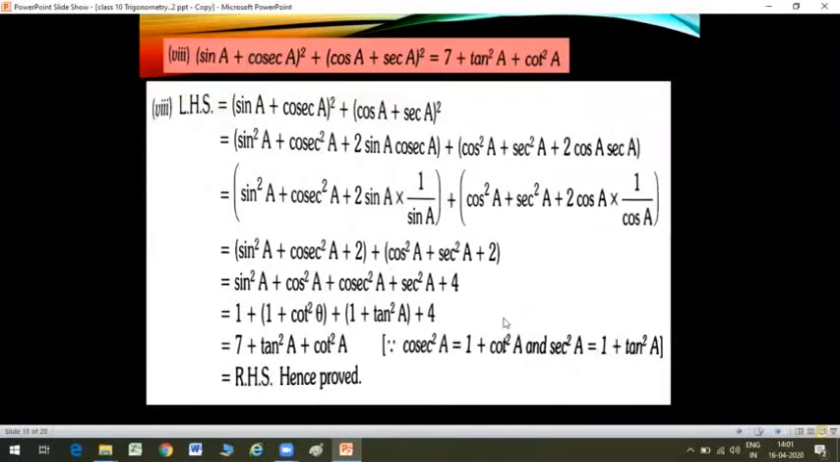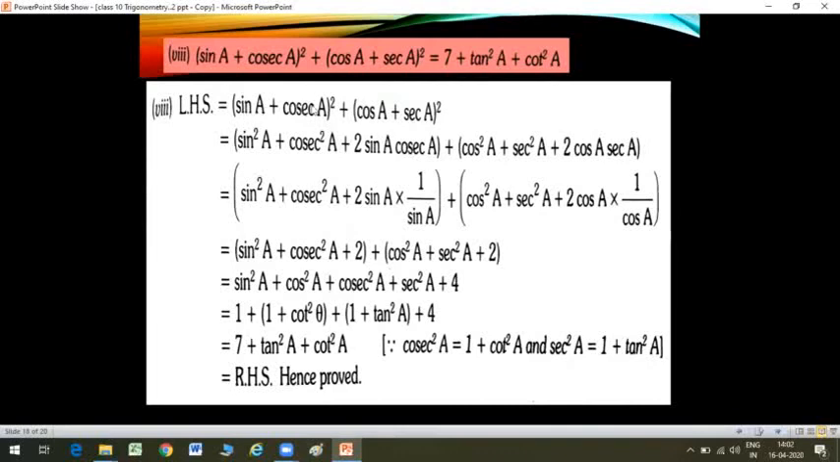Now eighth part. Sin A plus cosecant A whole square plus cos A plus secant A whole square. This we need to show that is equal to 7 plus tan square A plus cot square A. So start from the left hand side. It is sine A plus cosecant A whole square plus cos A plus secant A whole square. Apply the identity here, A plus B whole square, which is equal to A square plus B square plus 2AB.